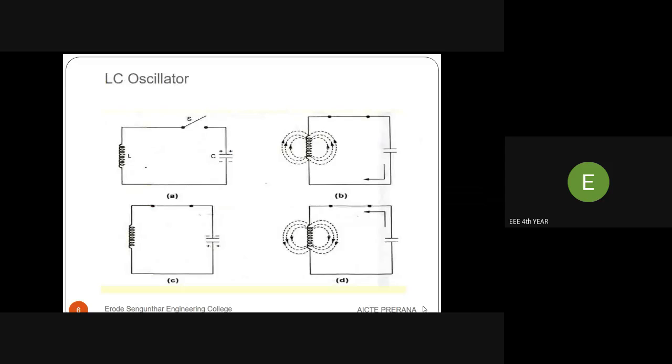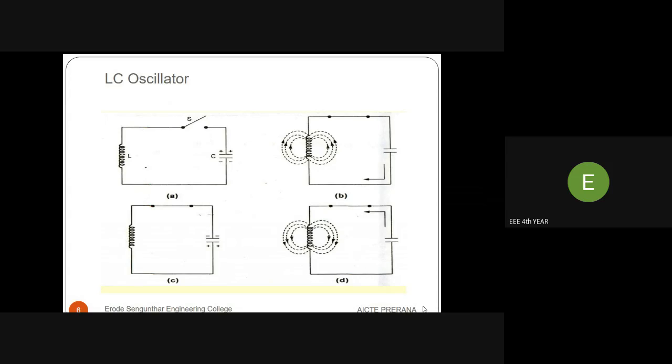Now let us see today's topic, the LC oscillator. The LC oscillator consists of L and C elements to produce oscillation, so it is called an LC oscillator. It is also known as a resonant circuit oscillator, tank circuit oscillator, or tuned circuit oscillator. This oscillator produces output frequency ranging from 1 MHz to 500 MHz, so it is also called an RF oscillator.